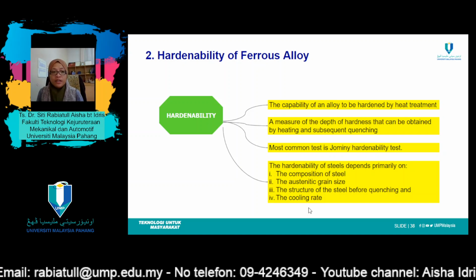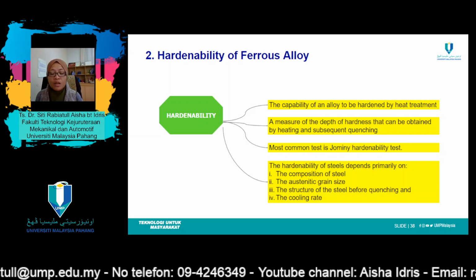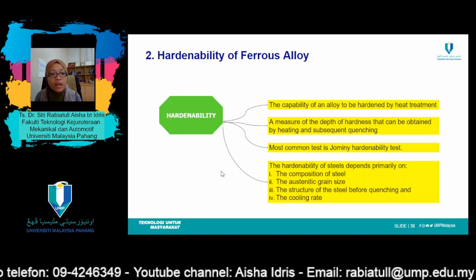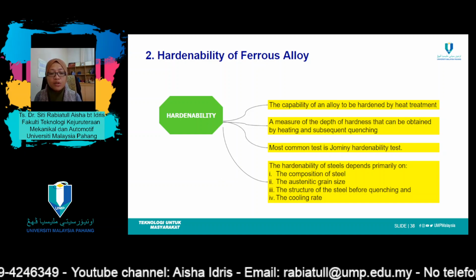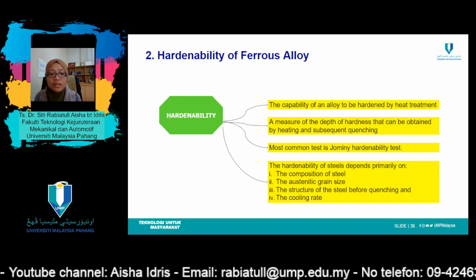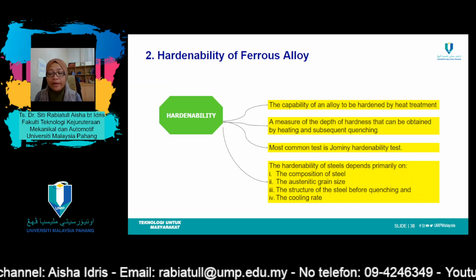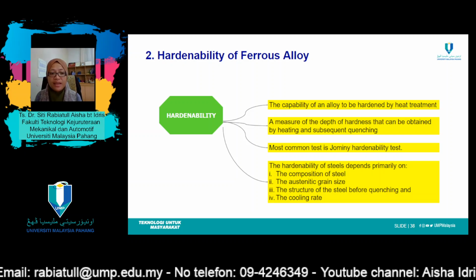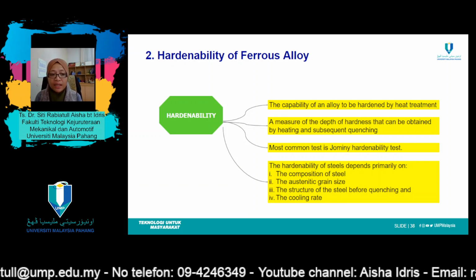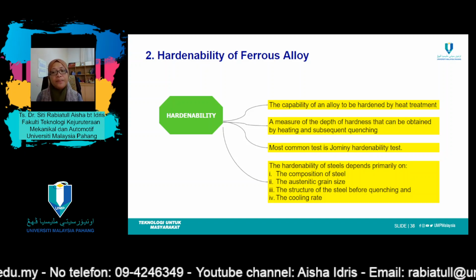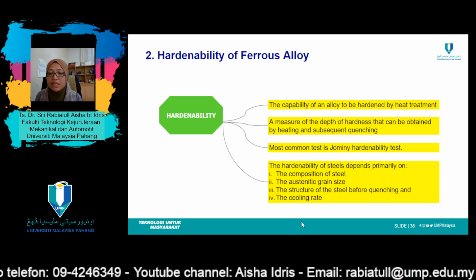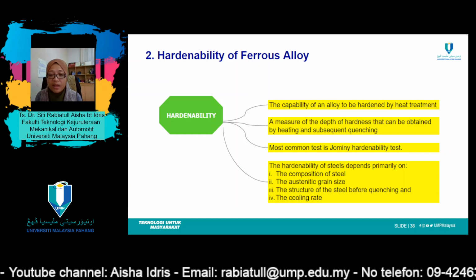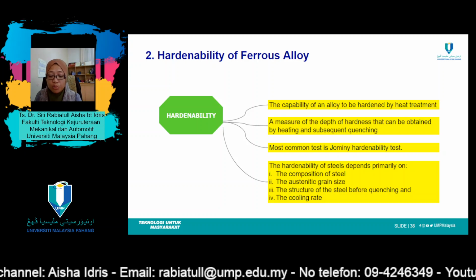Okay. Now let's move on to the next content, which is hardenability of ferrous alloys. Hardenability is a term used to describe a given steel's ability to harden, and it doesn't mean what hardness can be achieved. It is usually determined by the Jominy end quench test. In other words, it shows the depth of hardening across an equivalent diameter bar of steel. The hardenability of steels depends primarily on the composition of the steel, austenitic grain size, the structure of the steel before quenching, and the cooling rate.